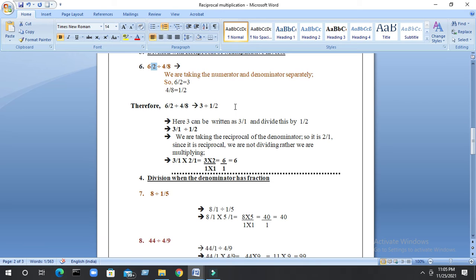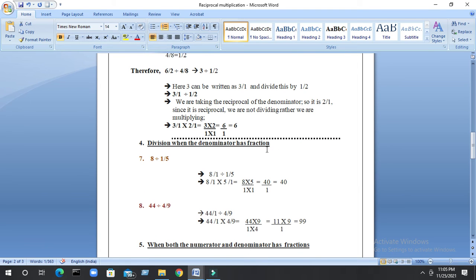And where will the multiplicative inverse come? It comes to the denominator. So, numerator will be untouched. So, 3 by 1 was a numerator, I kept it as it is. So, instead of saying division, I made multiplication, and instead of half, it turned out to be 2 by 1 because it is a multiplicative inverse. And now, we are doing the multiplication separately, and the resultant one would be the answer.